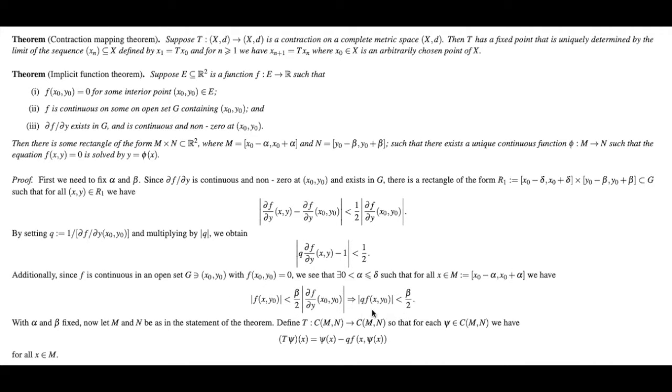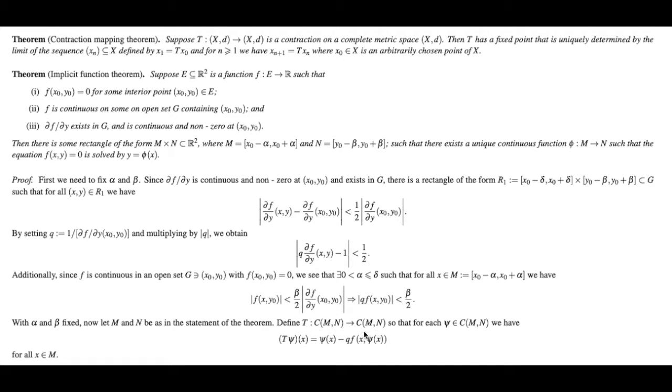So if you multiply again on both sides by the magnitude of q, you get that the magnitude of q times f of x, y naught is less than beta upon 2, and now this fixes alpha and beta. Now we define M and N to be as in the statement of the theorem. M was x naught minus alpha to x naught plus alpha, and N was y naught minus beta to y naught plus beta.